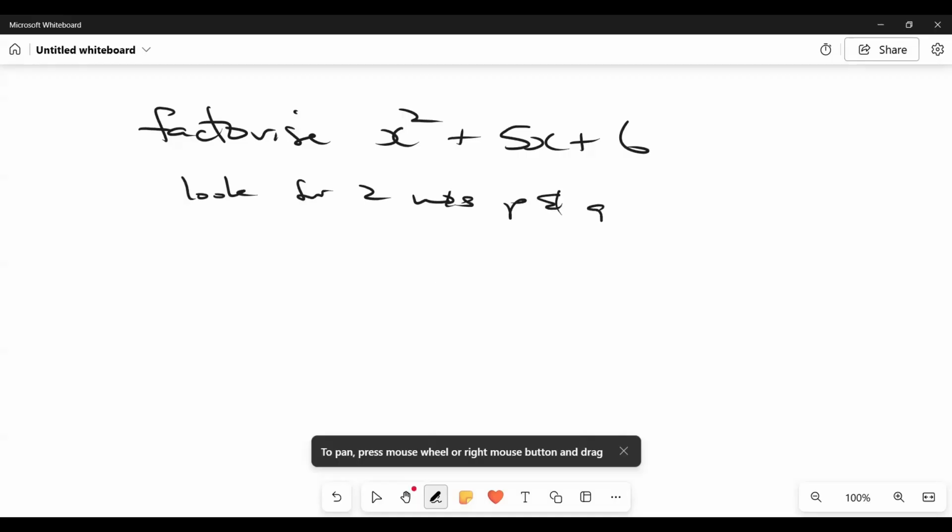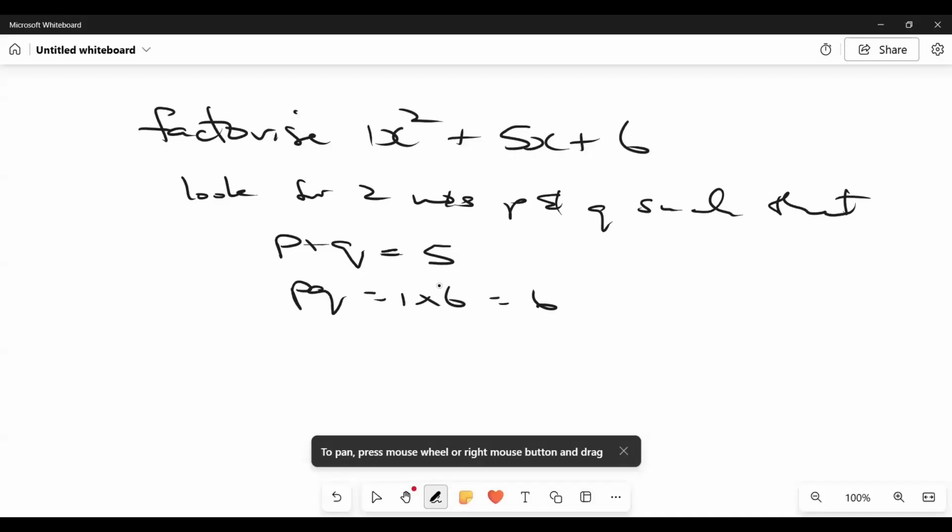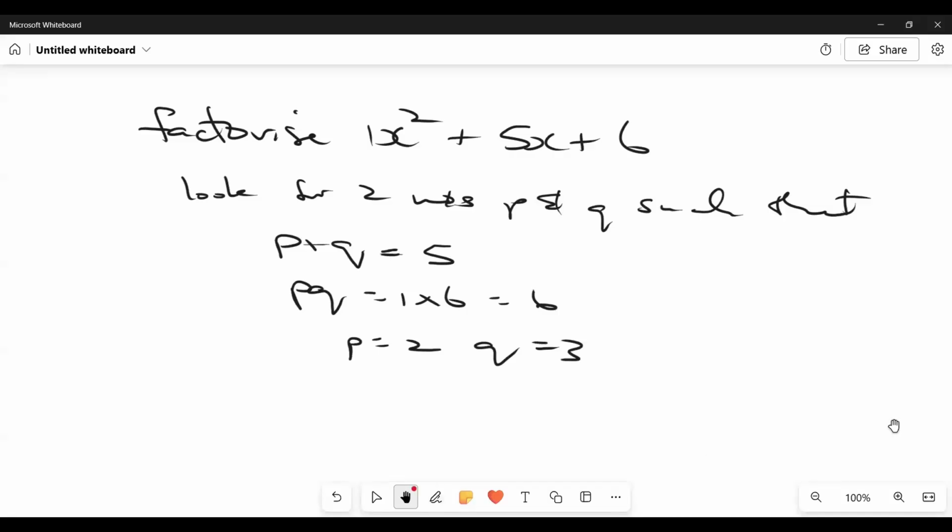P and Q, maybe you want to call them, such that P plus Q must be equal to 5, and P times Q must be equal to this 1 by the 6, which is 6. And you can quickly see the numbers, right? P can be 2, Q can be 3. You all agree? Good.